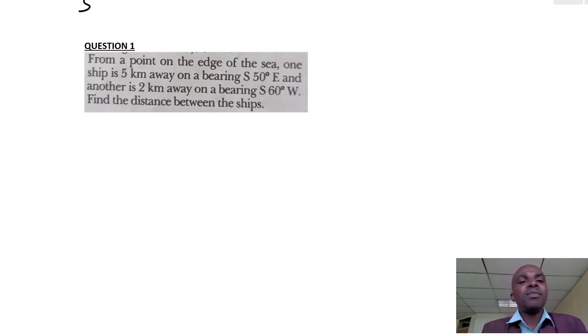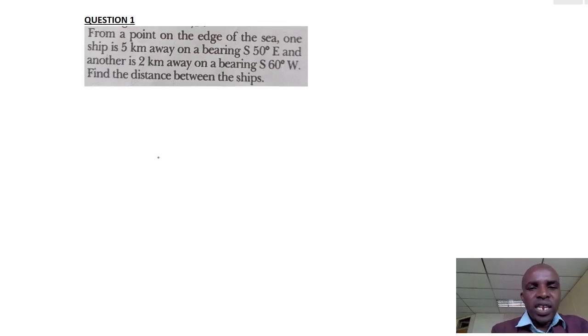Question number 1, it says, from a point on the edge of the sea. Please take note, you have to take note of the from point. Always the from point. Sometimes the diagram will be given, but in this case, we have to draw the diagram first. Then after that, we can find whatever is supposed to be found. They said, from a point on the edge of the sea, one ship is 5 kilometers away on a bearing of 50 degrees southeast. It means from south going to the east, and the angle is 50 degrees. And another is 2 kilometers away on a bearing of 60 degrees southwest. From south going to the west, the angle is 60 degrees. Find the distance between the ships.